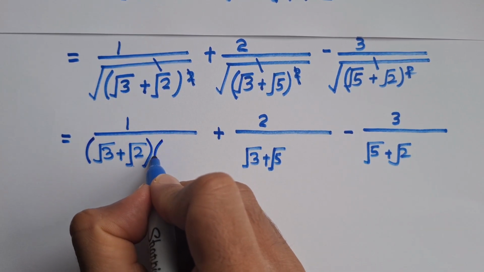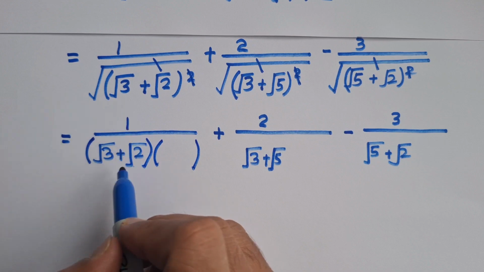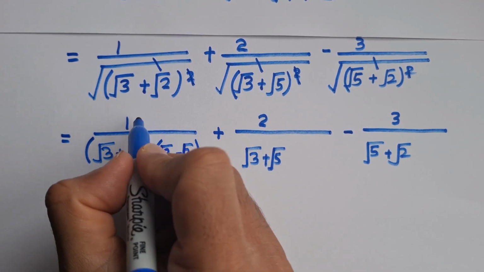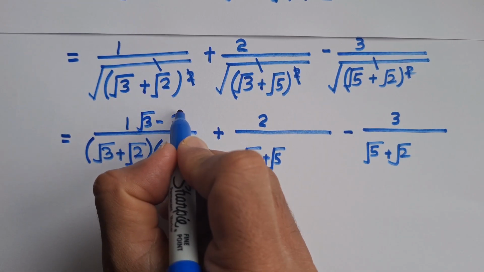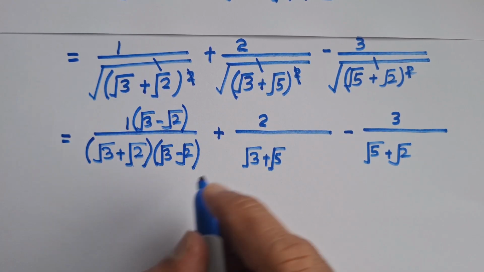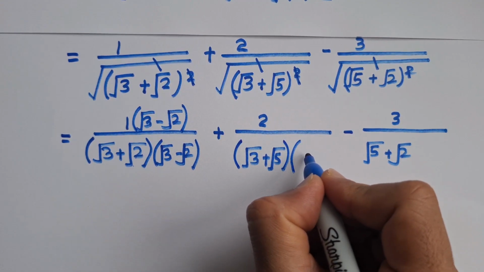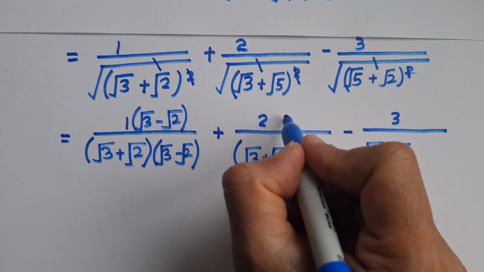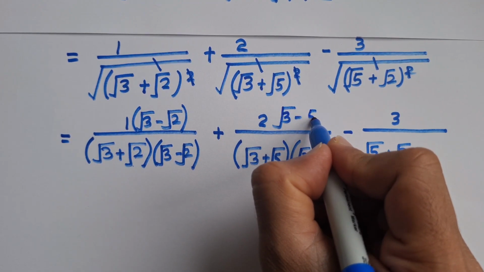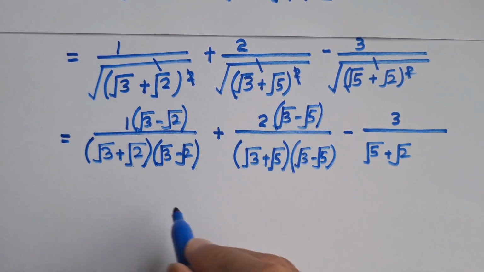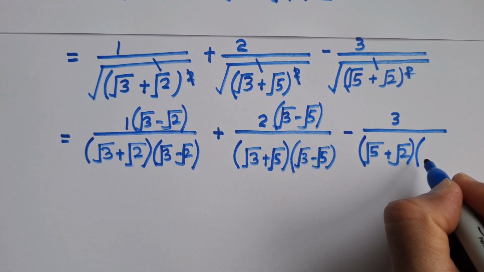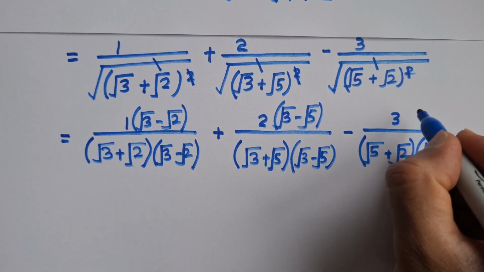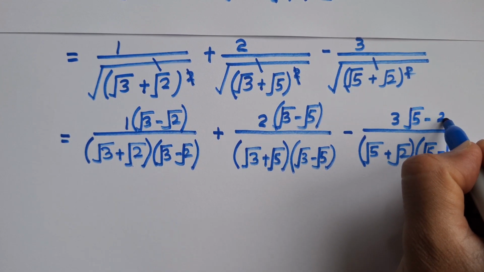So now I'm going to rationalize the denominator of all three fractions. To rationalize the first one, I'm going to multiply both numerator and denominator by square root of 3 minus square root of 2. Here also I'm going to multiply square root of 3 minus square root of 5, both numerator and denominator. Similarly, I'm going to multiply this one by square root of 5 minus square root of 2, both numerator and denominator.